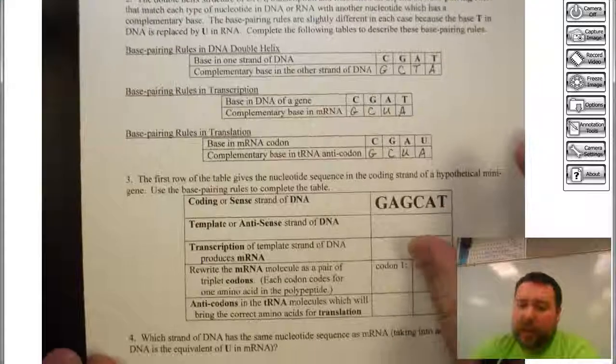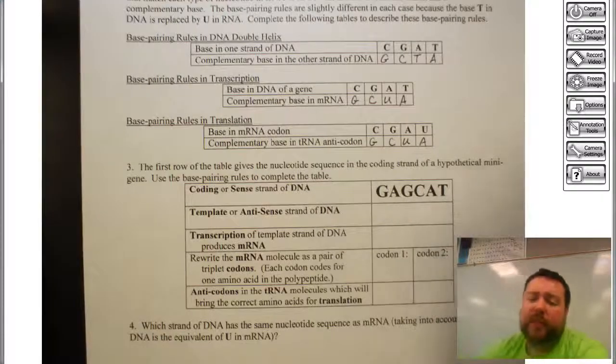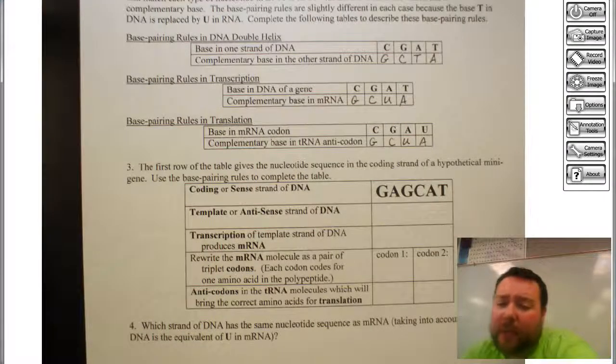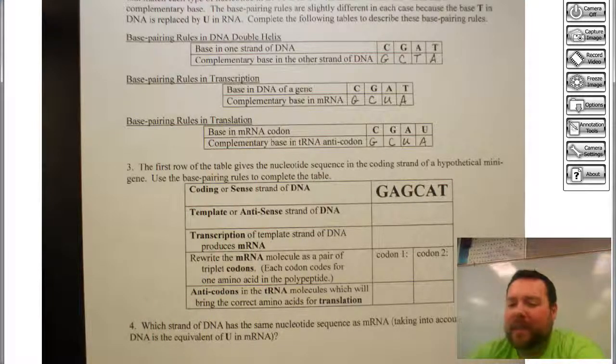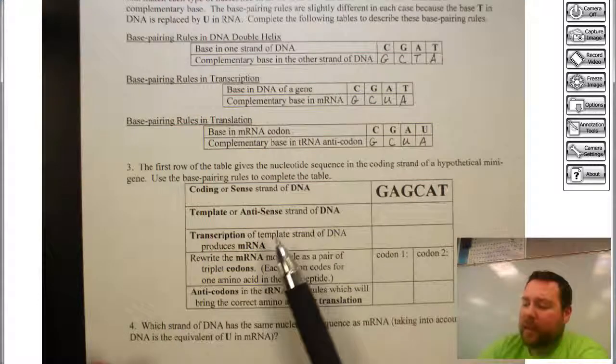Okay. So looking at this, the first row of the table gives the nucleotide sequence and the coding strand of a hypothetical mini gene. Most of the time these genes are very, very long. You're talking at a minimum, hundreds of base pairs. And if you're looking at an entire strand, you're talking about an entire genome being billions of base pairs. So this is a very, very short segment. But we do the same thing that we looked at up here.